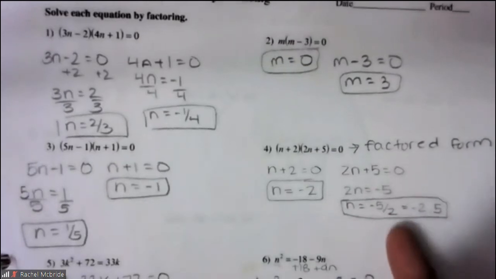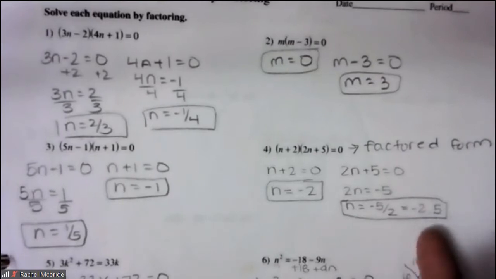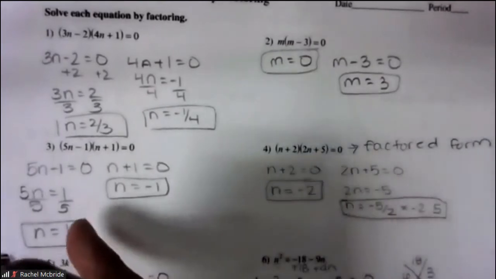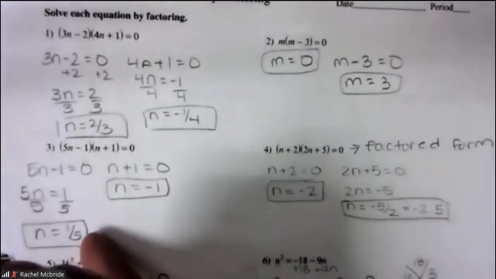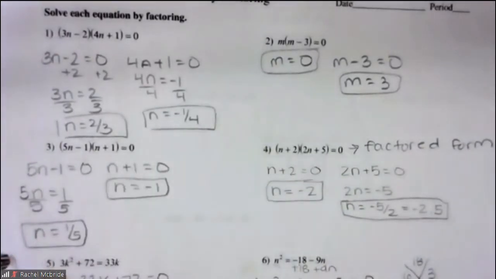If you had a fraction, you could have had -5/2 or -2.5. Both of those are the same. Here you could have had 1/5 or 0.2. So if you had n equals 0.2, that's also fine. Questions about 1 through 4?